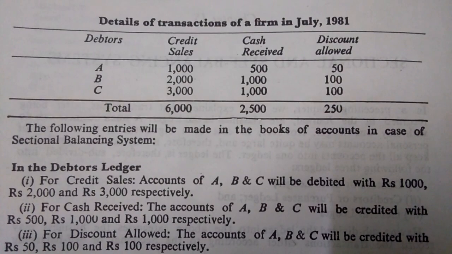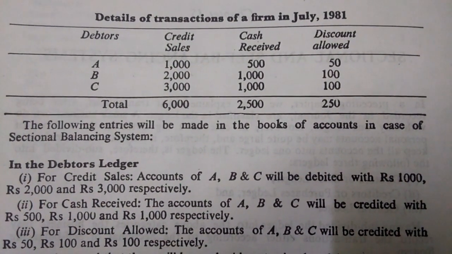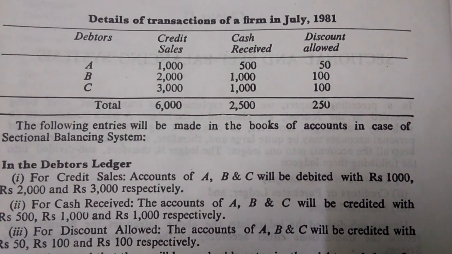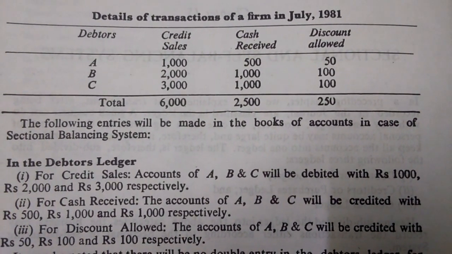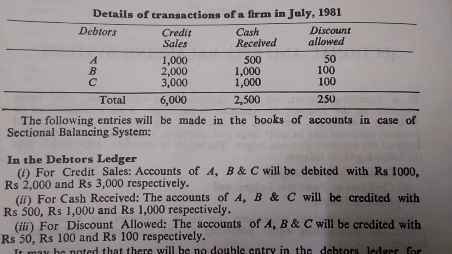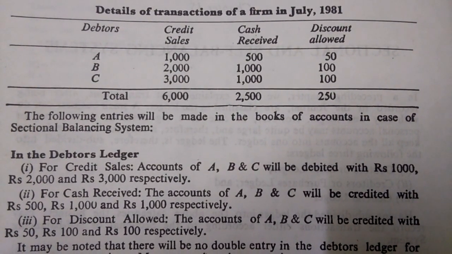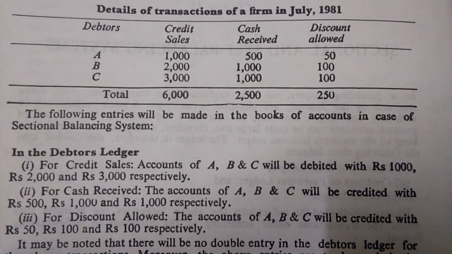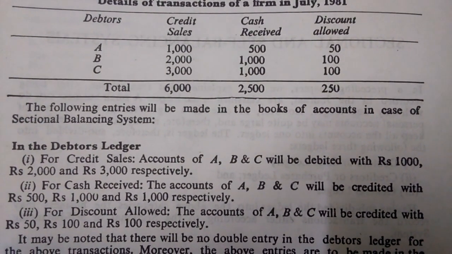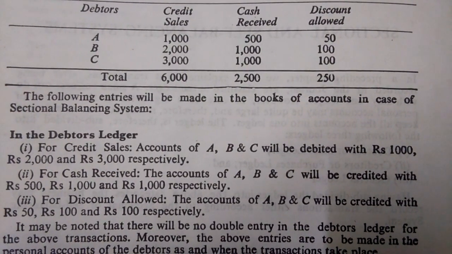So here we are giving one example for sectional balancing. Debtors, credit sales, cash received, and discount allowed. Debtors are A, B, C. Credit sales are 1000 rupees, 2000 and 3000, total of 6000. Cash received 500, 1000, 1000. Discount allowed 50, 100, 100, so 250. The following entries will be made in the books of accounts in case of sectional balancing.